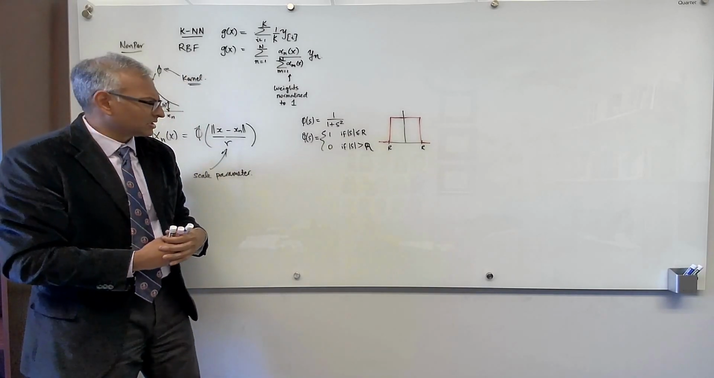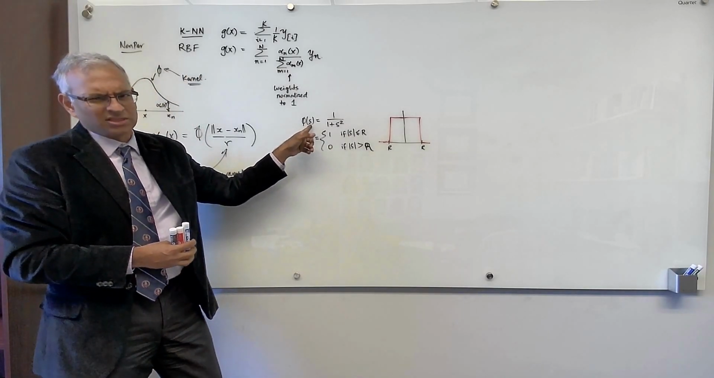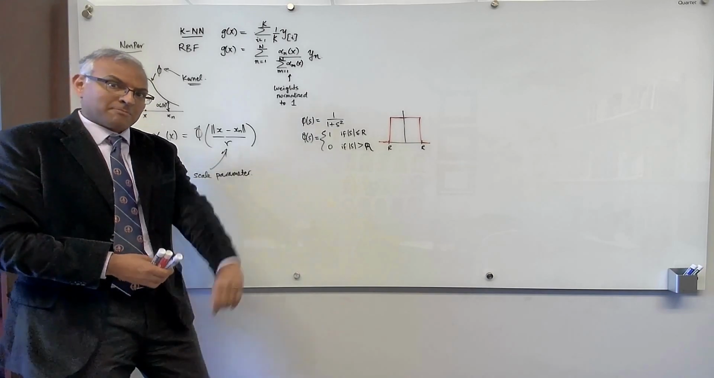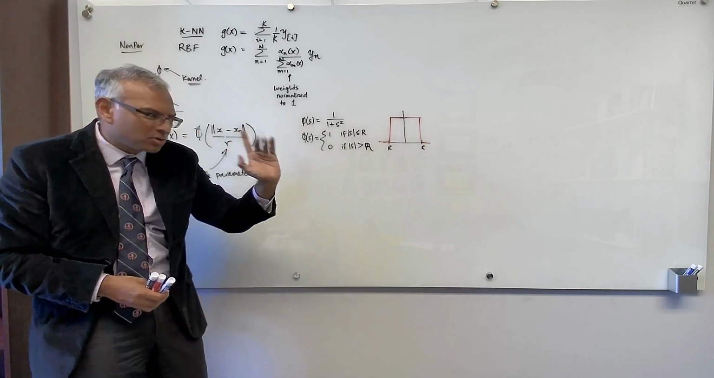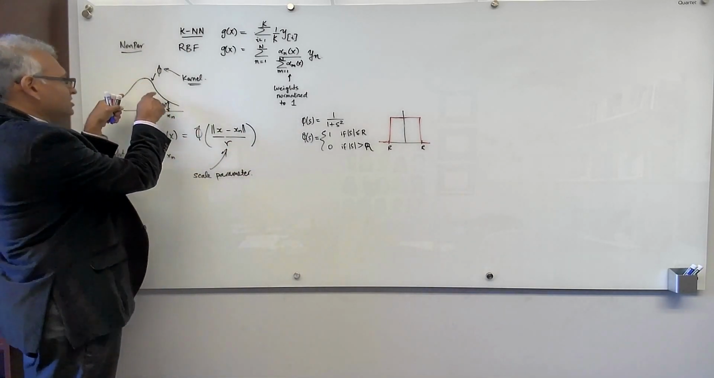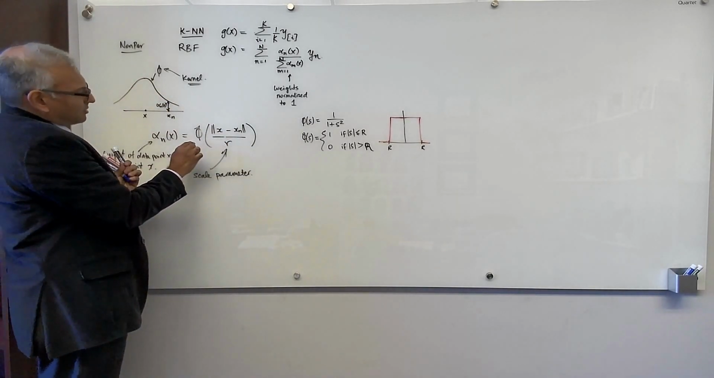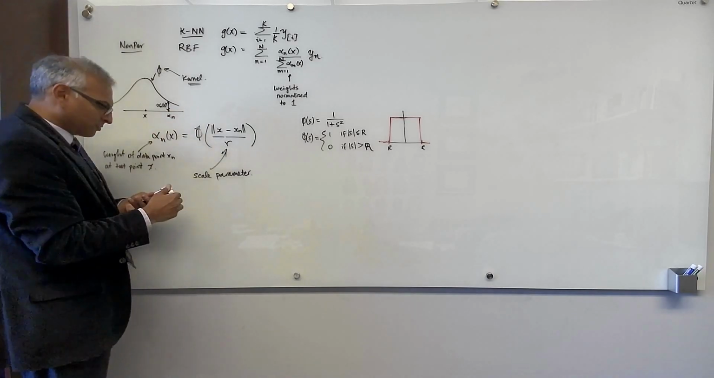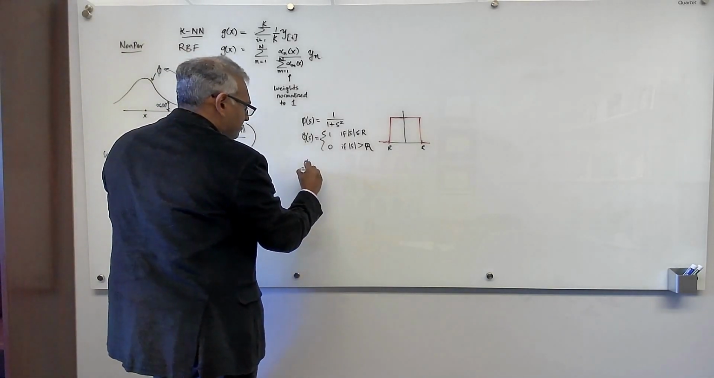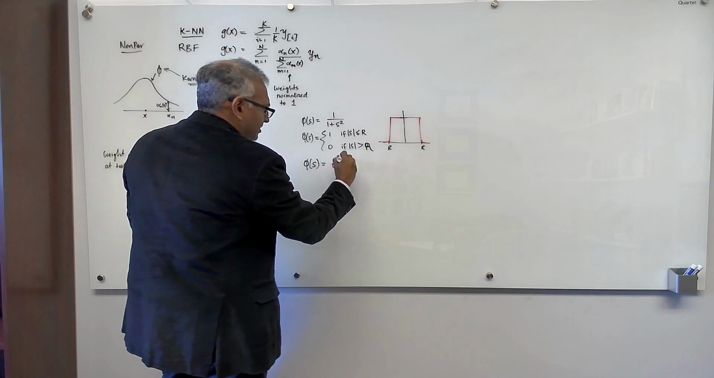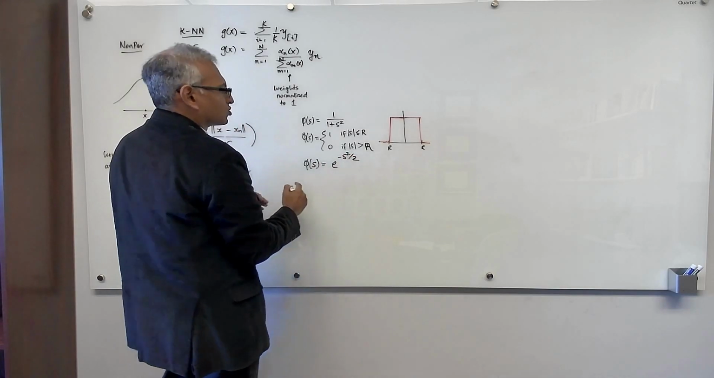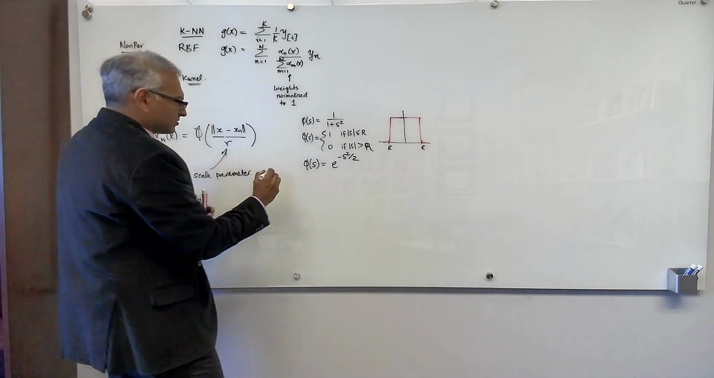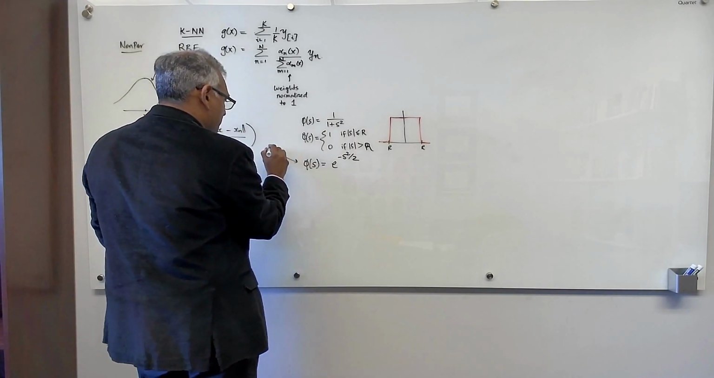That's a fairly popular kernel. This kernel here is not that popular, not very well behaved. But by far the most popular decreasing function, which decreases as you move away from the test point, is phi of s equals e to the minus s squared over 2. This is called the Gaussian kernel.